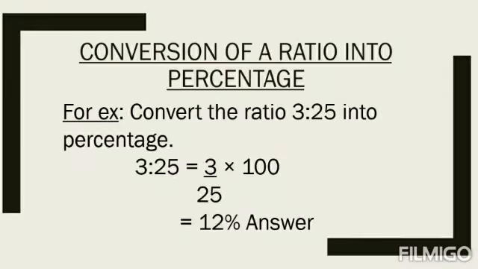Similarly, if we have to convert ratio into percentage, like for example 3:25. If we have to convert into percentage, then first convert into fraction form. 3 by 25 and then multiplied by 100. To convert into percentage, multiplied by 100. To remove percent sign, divided by 100. So here 3 by 25 into 100 will be 12%.